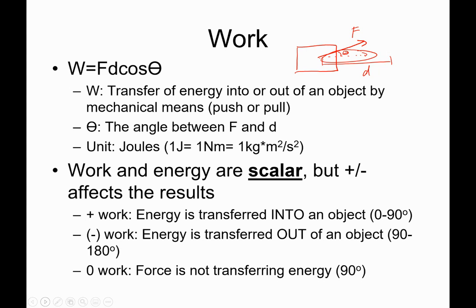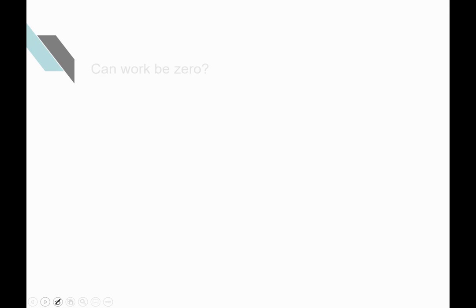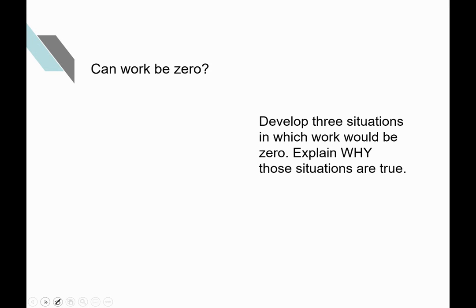But if work is done on you, someone's pushing you, then that's going to give you energy, right? And zero work is possible. Zero work is possible when our force and our distance are perpendicular to each other, or at a 90-degree angle. So can work be zero? And we just answered that.